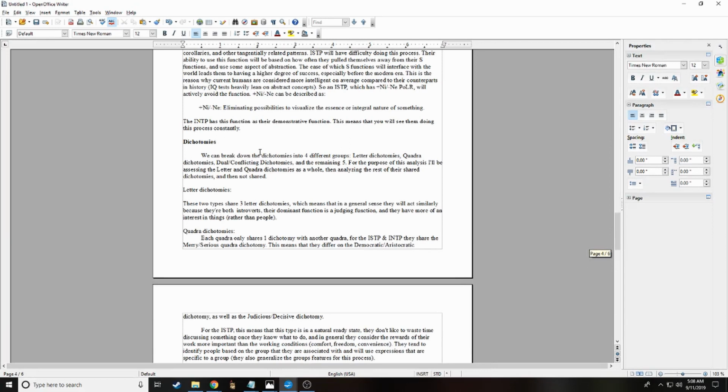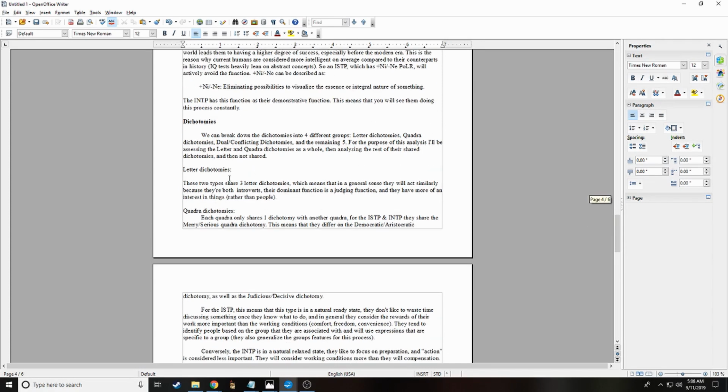We can break down the dichotomies into 4 different groups: letter dichotomies, quadradichotomies, the dual/conflicting dichotomies, and the remaining 5. For the purpose of this analysis, I'll be assessing the letter and quadradichotomies as a whole, and then analyzing the rest of their shared dichotomies and then not shared. So let's start with the letter dichotomies.